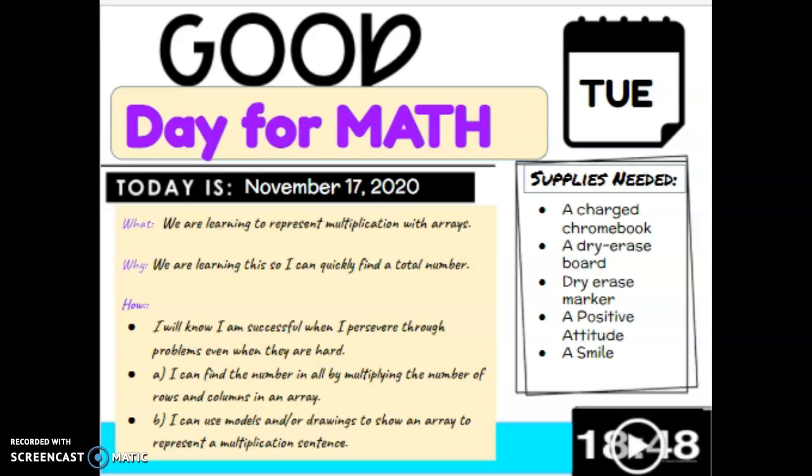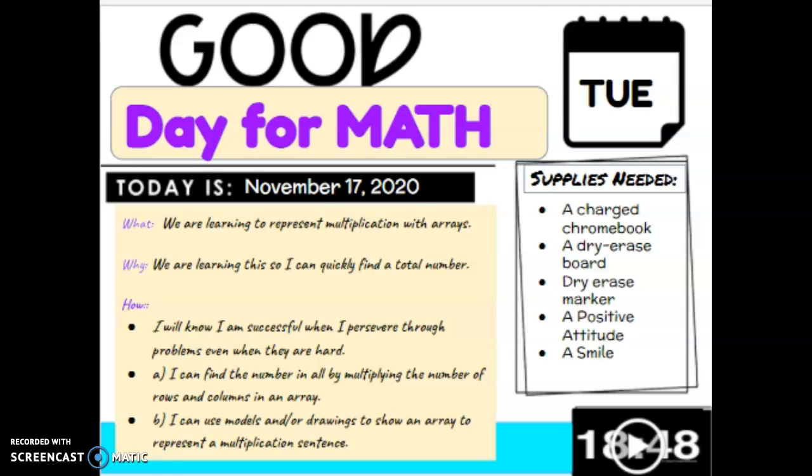Happy Tuesday, everybody. Today is November the 17th, and we are still learning to represent multiplication with arrays. We're doing this because we want to be able to find a total quickly, and when we have equal groups, multiplication is the way to go.